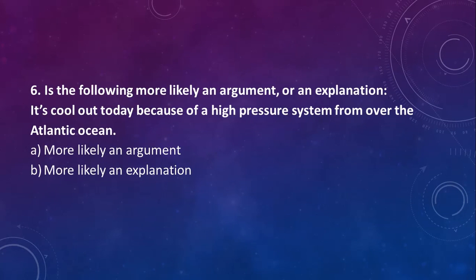Is the following more likely an argument or an explanation? So this is about likelihood. It's a bit fuzzy, but: it's cool out today because of a high pressure system from over the Atlantic Ocean. Explanation. I think it's more likely to be an explanation, because "it's cool out today" is the thing being explained. If it was an argument, it would be the conclusion. But it's obvious whether it's cool out today to anybody who has sensory receptors that work, but not obvious whether there's a high pressure system over the Atlantic. So here something less well known is being used to explain something well known.